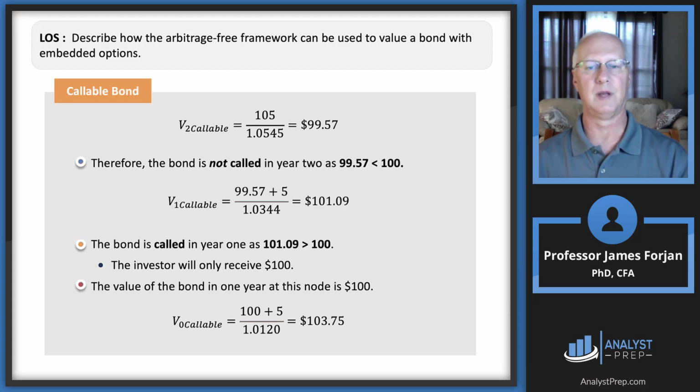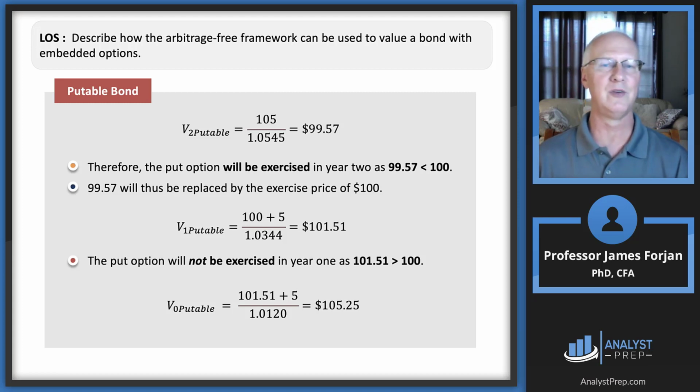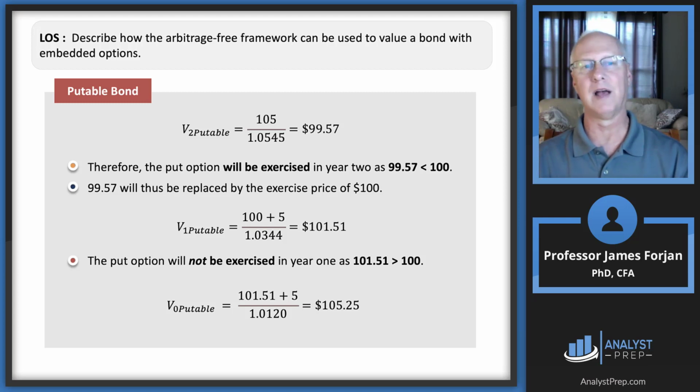105.25. You ready for this? So let me go back. So callable bond, 103.75. Putable bond, 105.25. We've done that just like we did all the way back when we first learned how to price a bond, right? The value of a bond is the present value of the promised payments. But with an embedded option, that promise takes on a little bit of a unique characteristic. That promise depends on the interest rate path. And so sometimes we get the market value of the bond, or at least the theoretical value of the bond. Sometimes we get par value.